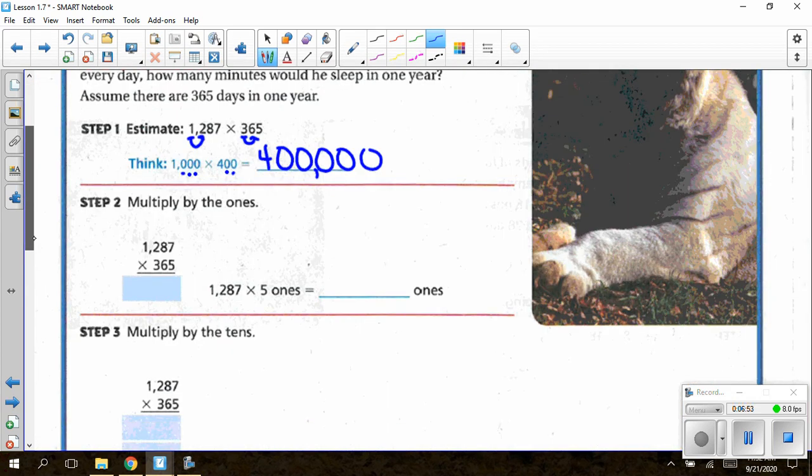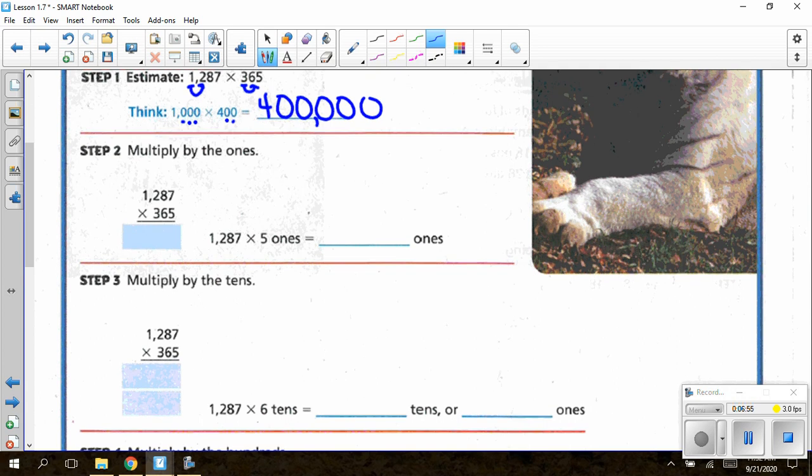So now I'm going to start multiplying this out. Because I am multiplying by pretty large factors, I am going to circle the part that I am multiplying first. So I see that I need to multiply the 5 out to the 1,287 for the very first step.